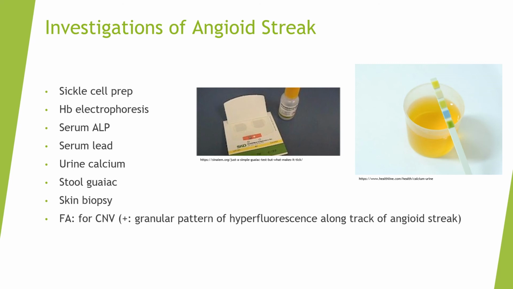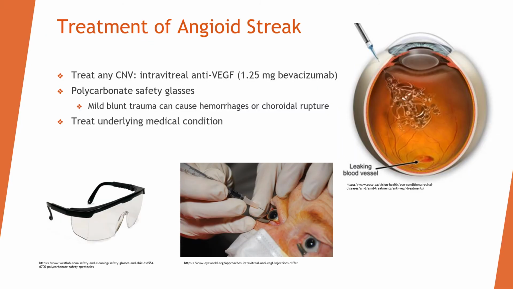and do a fluorescein angiogram for the eye, and this is to detect the choroidal neovascular membrane. If this is positive, you would see a granular pattern of hyperfluorescence along the track of the angioid streak. We would always treat any choroidal neovascular membrane as it could have adverse effects on vision. For that, we apply intravitreal anti-VEGF, for example, 1.25 milligrams of bevacizumab.